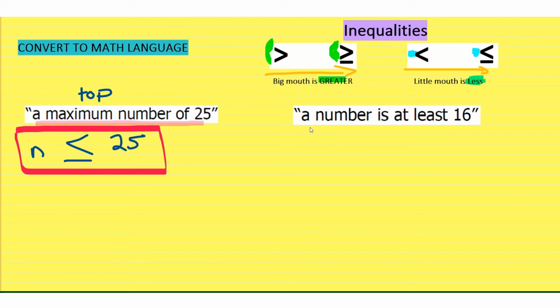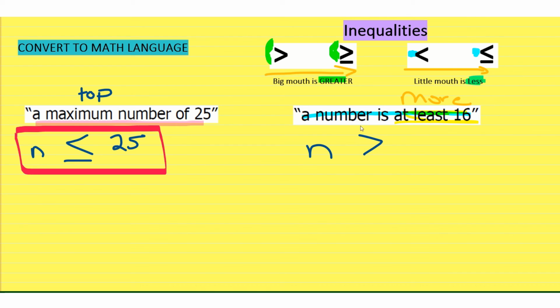Okay, let's look at our expression over here. It says a number is at least 16. Again, I usually start by asking myself, can my number be greater than 16 if it is at least 16? At least 16 means that the least number is 16. So it actually can be greater than 16. Does that make sense? Let's think about this. At least 16 means that it can be more than 16.